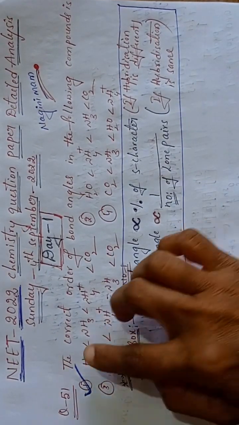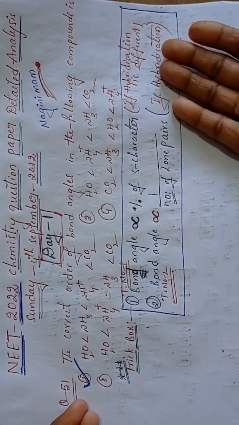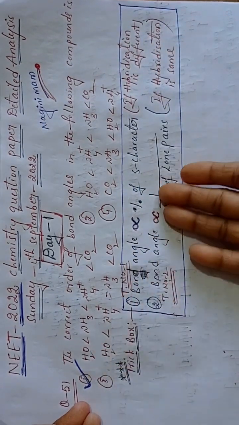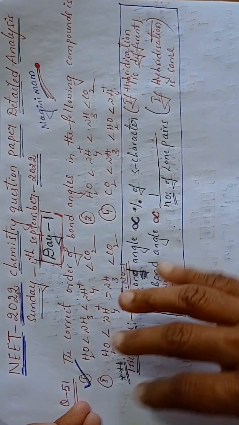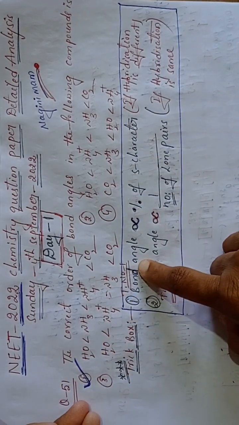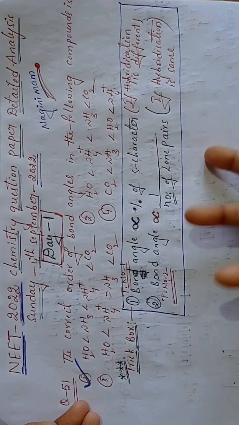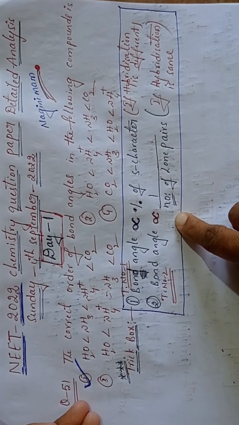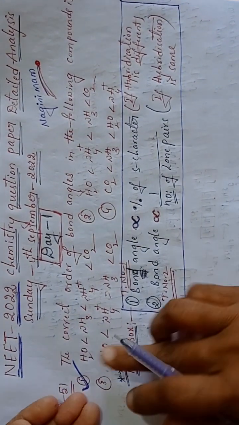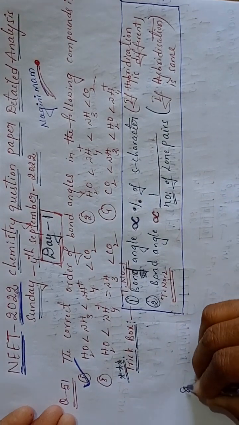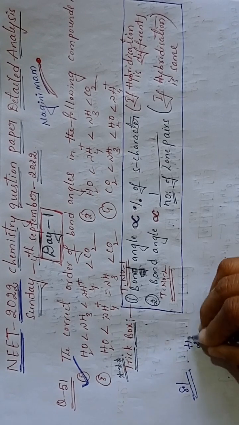Now see here, 4 compounds are given. First I am going to calculate the hybridization, because I don't know what their hybridizations are. If their hybridizations are different, then I will apply trick number 1. If hybridizations are the same, then I will apply the second trick. Solution: 4 compounds are given. The first one is water.